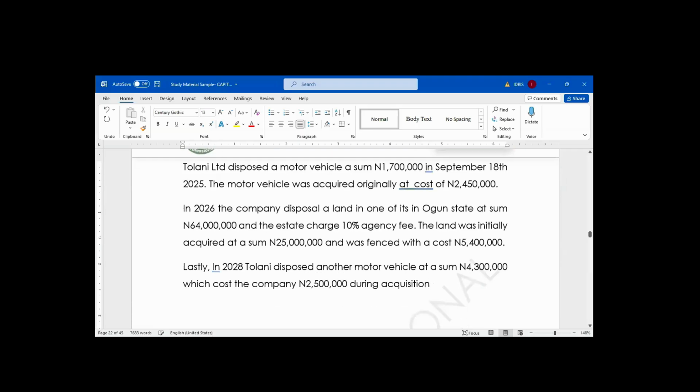Required: compute the capital gain tax due for the relevant tax years.